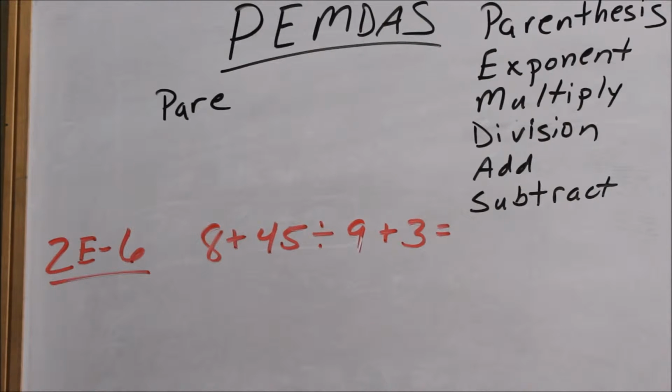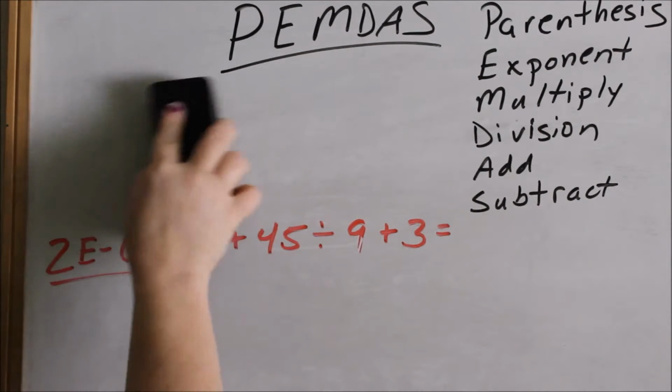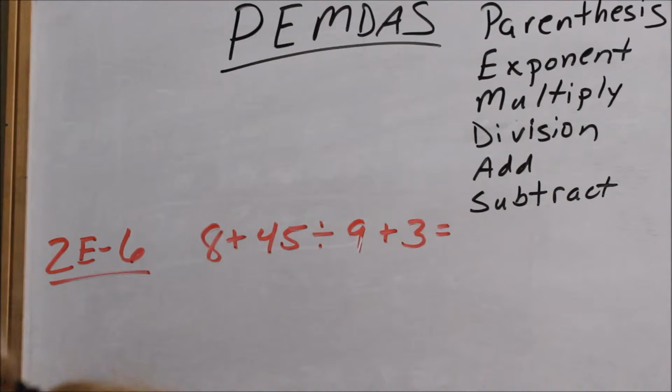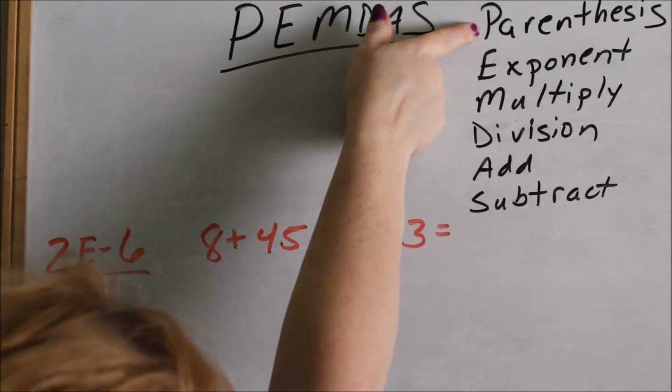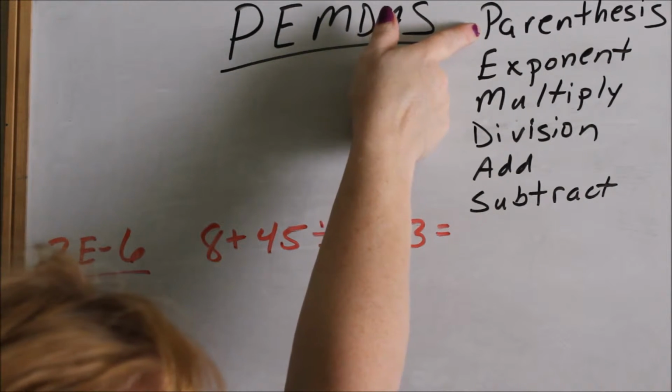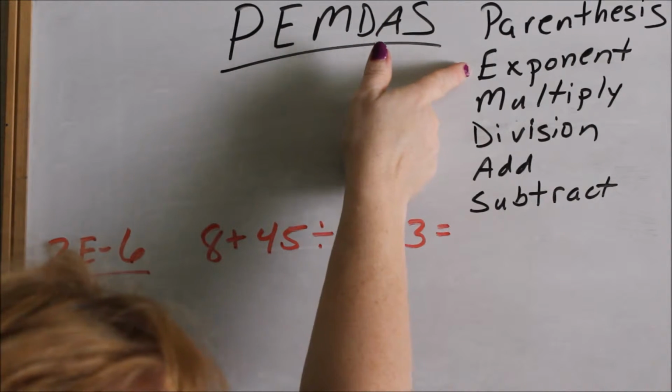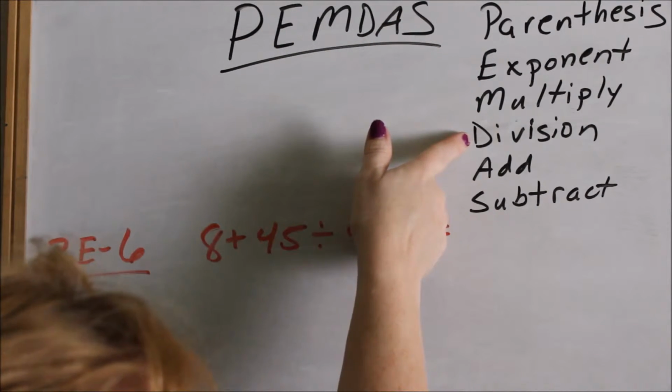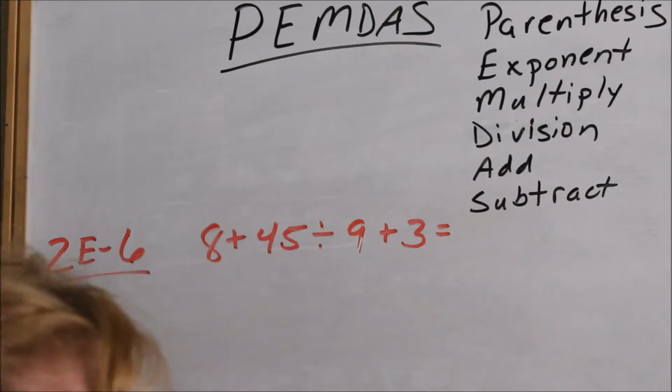Do parentheses and exponents first. Absolute value bars count as parentheses. So absolute value bars go up here with parentheses. So you do parentheses and exponents first, then you multiply and divide, then you do any addition or subtraction.